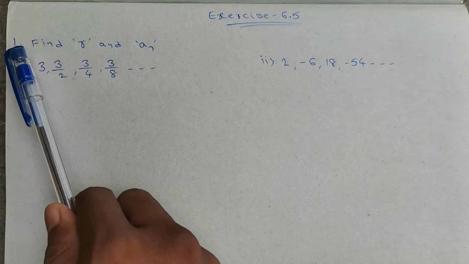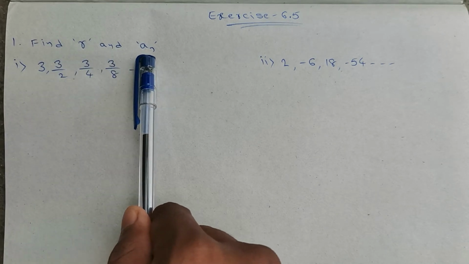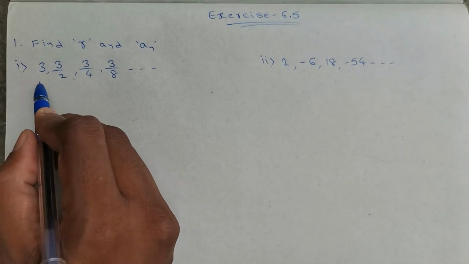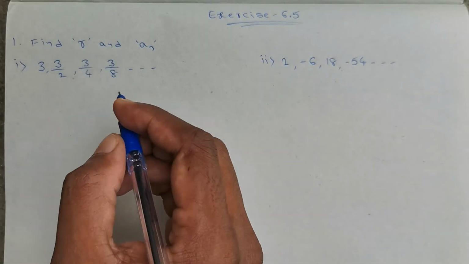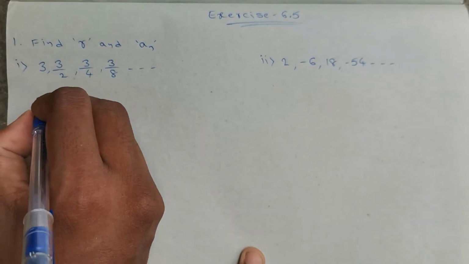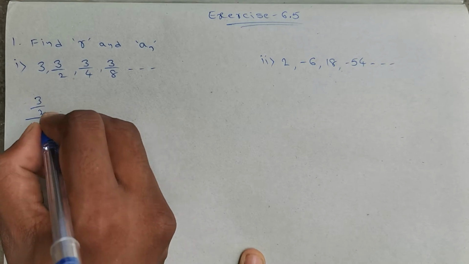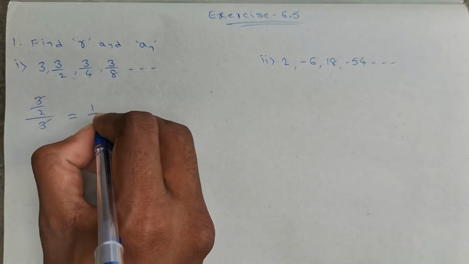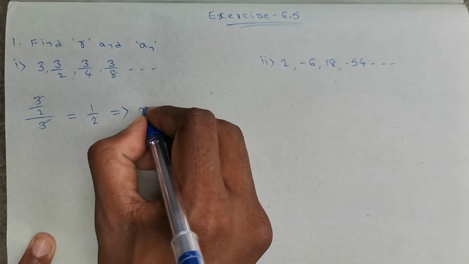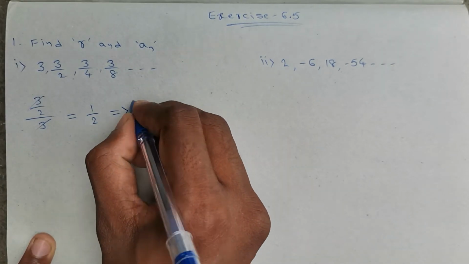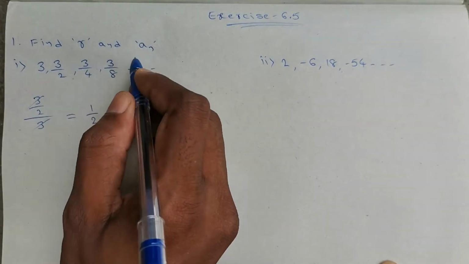Okay, the first bit is find r, that is the common ratio, and a_n, the nth term of the GP. He gave 3, 3 by 2, 3 by 4, 3 by 8 and so on. Second term 3 by 2 divided by first term 3. Here 3 will get cancelled, so we remain with 1 by 2. This is nothing but r, the common ratio is 1 by 2. Then he is asking to find the nth term a_n.